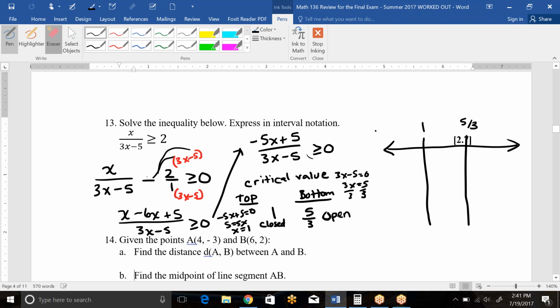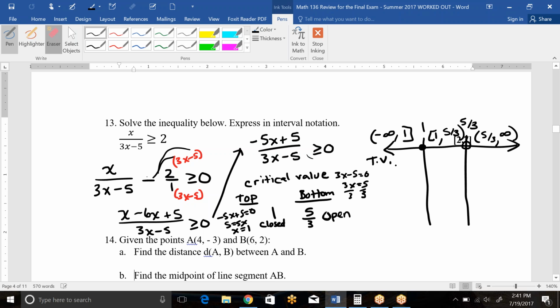We want to pick, so I'm going to write my intervals out. First of all, go ahead and put markers. This is a closed, this is an open. That helps me know if I'm using a bracket or parentheses. So negative infinity to 1 with a closed, so a bracket. 1 with a bracket to 5/3 with a parentheses since that's open. And then 5/3 to positive infinity.